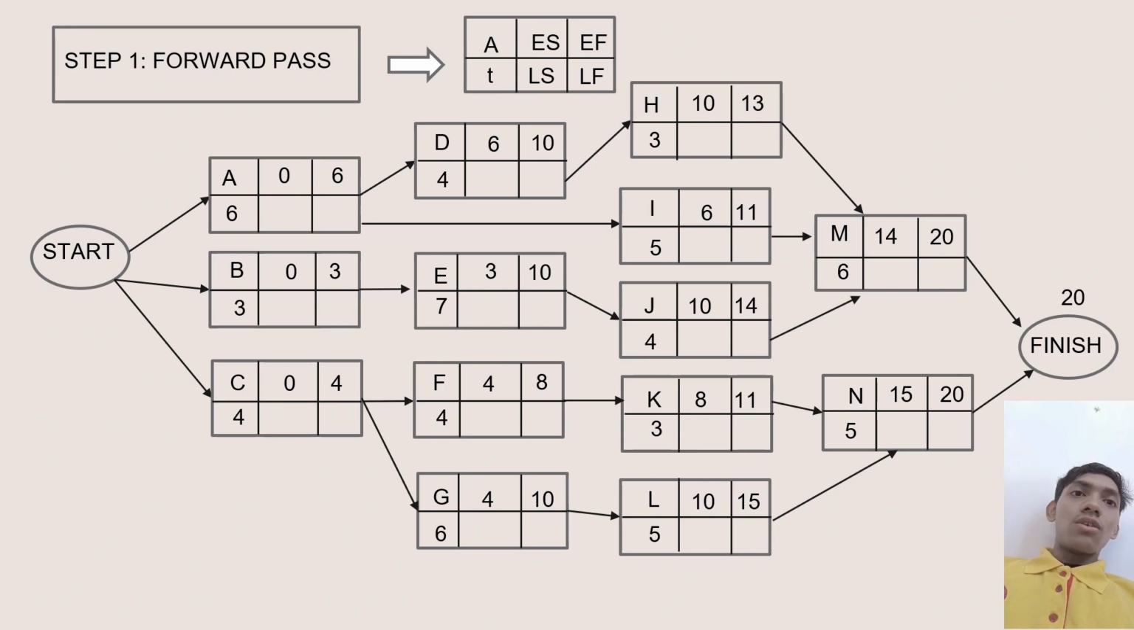And go to N, we choose the highest one, which is L, which is 15. So at N, 5 plus 15 is 20. And we can see we have two critical paths that have the highest number, which is 20.